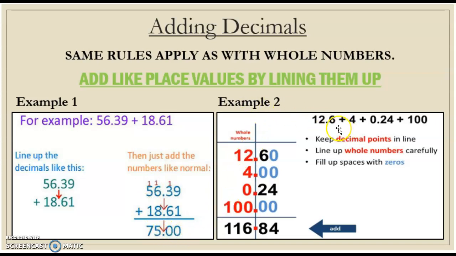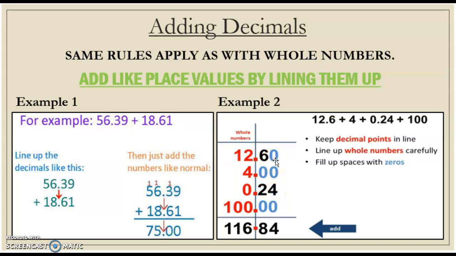Example number 2. 12,6 plus 4 plus 0,24 plus 100. The first thing we do is write down our numbers and we line up the decimals. But now you will notice for 12,6 they've added in a 0. Wherever there are spaces after the decimal, we need to add in zeros. It's called filling up spaces. Right, so every space needs to have a 0 in it when you add.